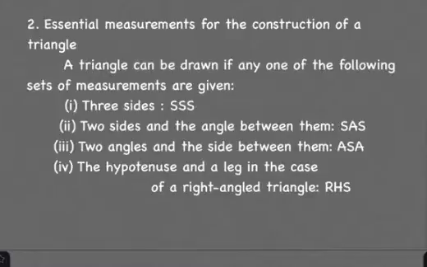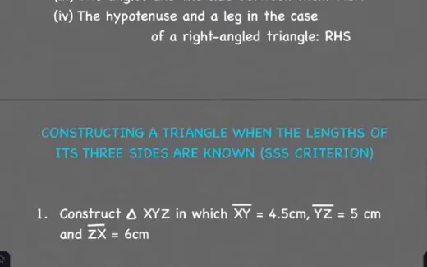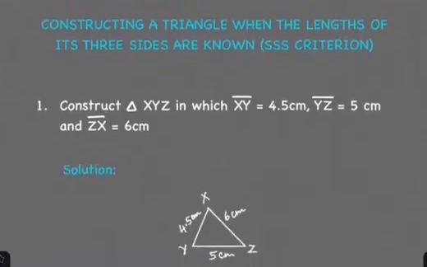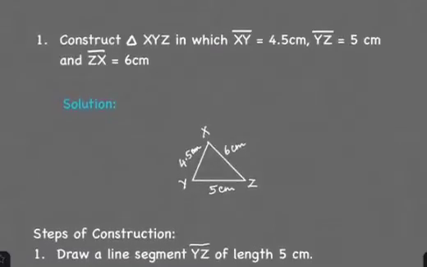Now, knowing all this, we will try to use these ideas to construct triangles. To start off, the first one: constructing a triangle when the lengths of its three sides are known. That is, all three sides, S, S and S. Children, if you observe, the three sides are denoted as S, S, S in the SSS criterion. Now, we'll take up an example and then try to construct.